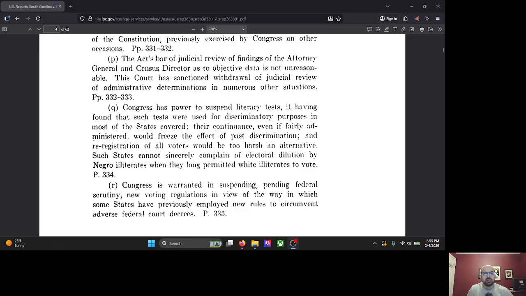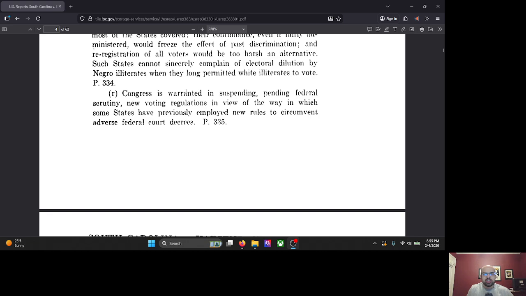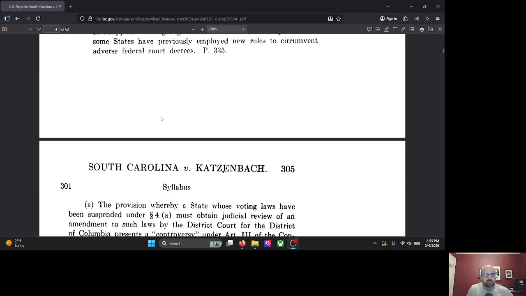Congress has power to suspend literacy tests, it having found that such tests were used for discriminatory purposes in most of the states covered. Their continuance, even if fairly administered, would freeze the effect of past discrimination, and re-registration of all voters would be too harsh an alternative. Such states cannot sincerely complain of electoral dilution by African American illiterates when they long permitted white illiterates to vote. Congress is warranted in suspending, pending federal scrutiny, new voting regulations in view of the way in which some states have previously employed new rules to circumvent adverse federal court decrees.